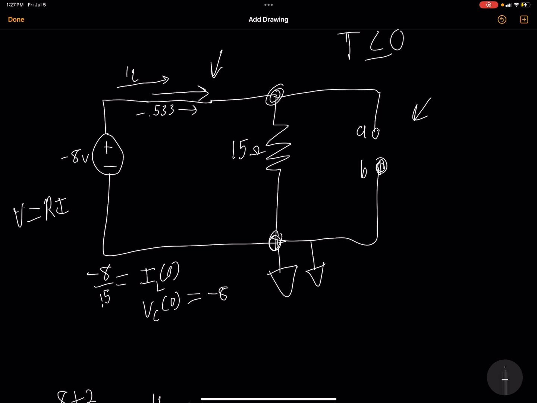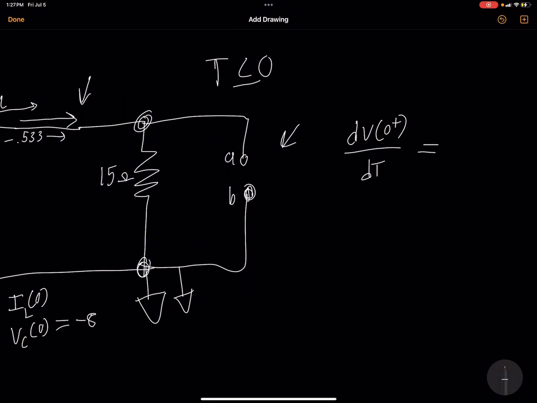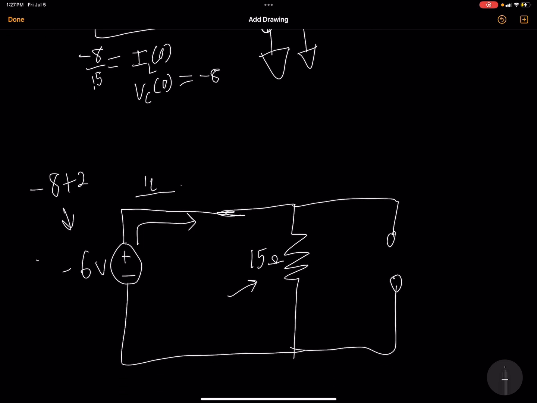We must also note that when we try to find later on dV at 0 plus over dt, this is for the first derivative initial condition. I will explain this in great detail, but when we get there, I will bring it back up.